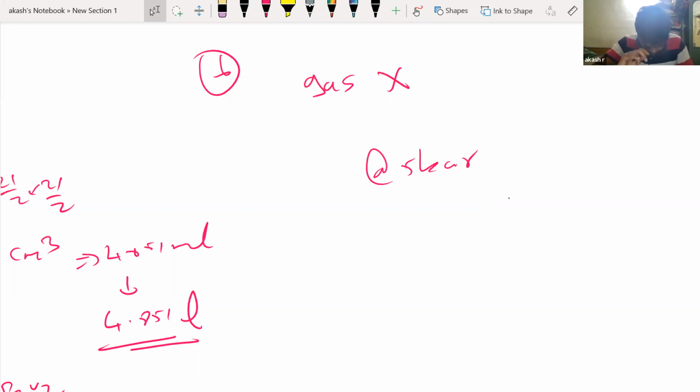Again, they did not say anything about the temperature. So the temperature is the same. It's still 0 degrees Celsius for gas X, and 0 degrees Celsius for nitrogen. It's a very simple formula, I guess: d is equal to PM by RT. This is what we have to use.